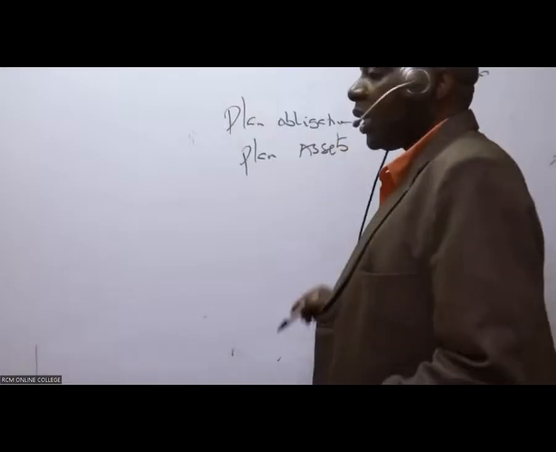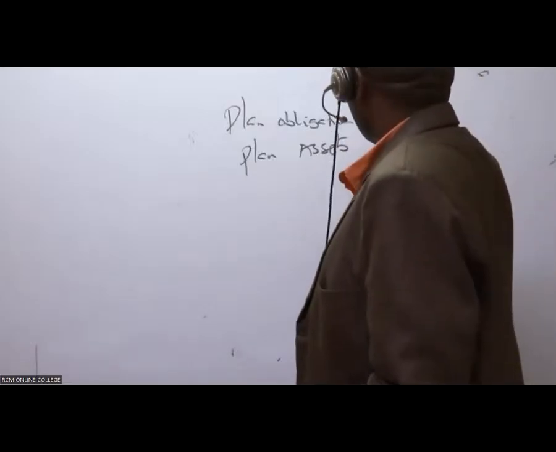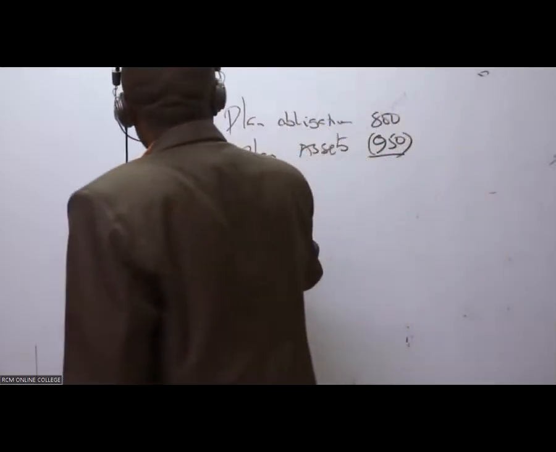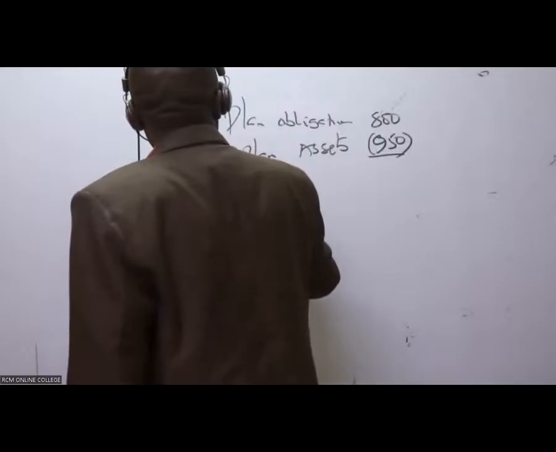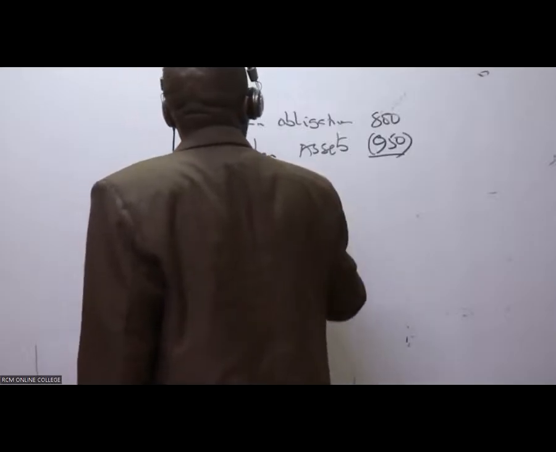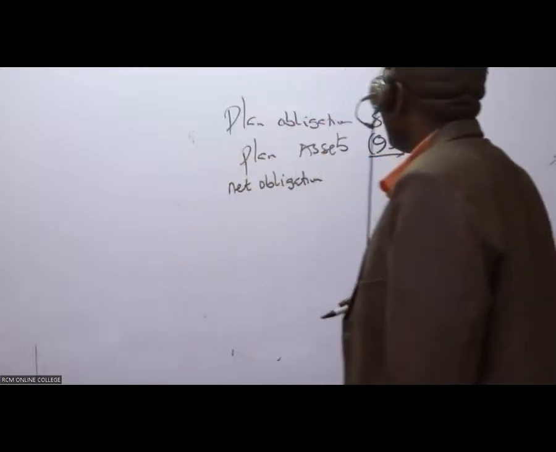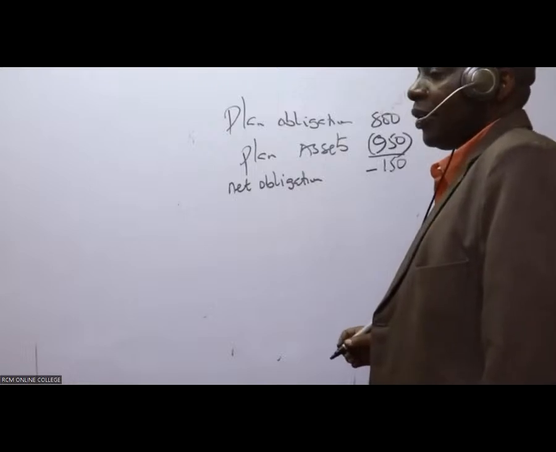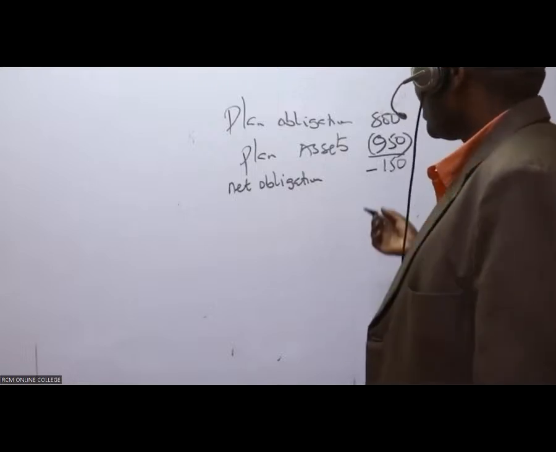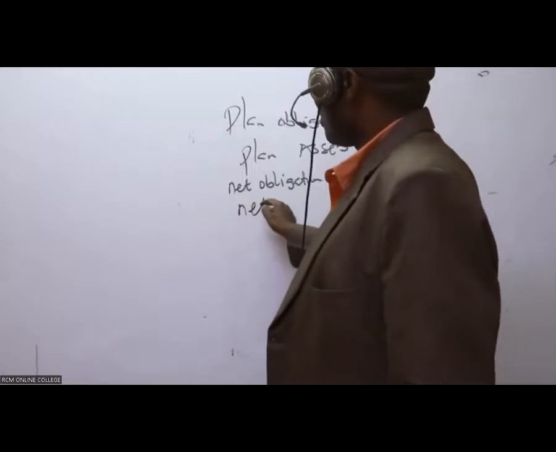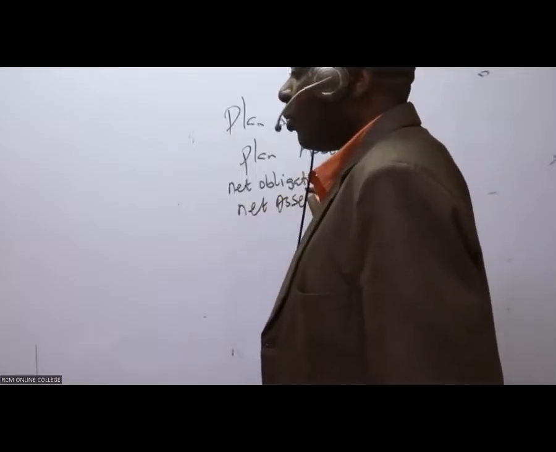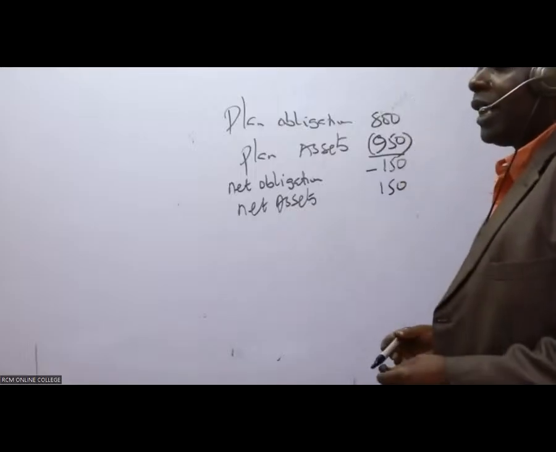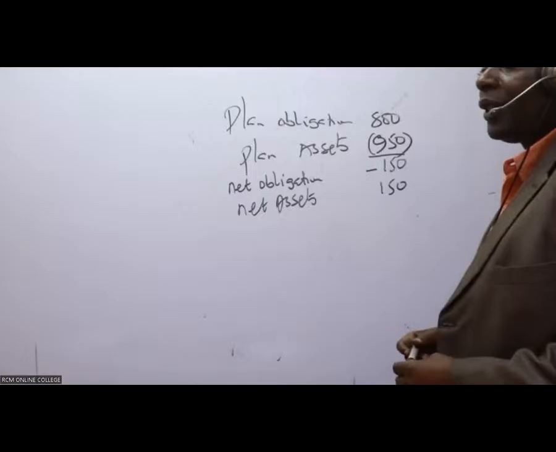And then the plan's assets are worth what? They are 950. So subtract the assets as usual, and then we'll be able to get the net obligation, which is minus 150. So basically a negative net obligation is the same as what here? Net assets. So we have net assets worth 150. Basically, the assets are more.